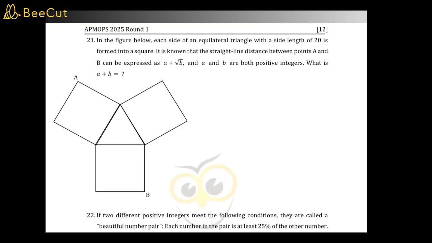Let's take a look at question 21. So we have an equilateral triangle and three squares. One side of the triangle is 20. They want us to find the distance between point A and point B. So the first thing is that we connect AB. Then we can label these two points C and D.